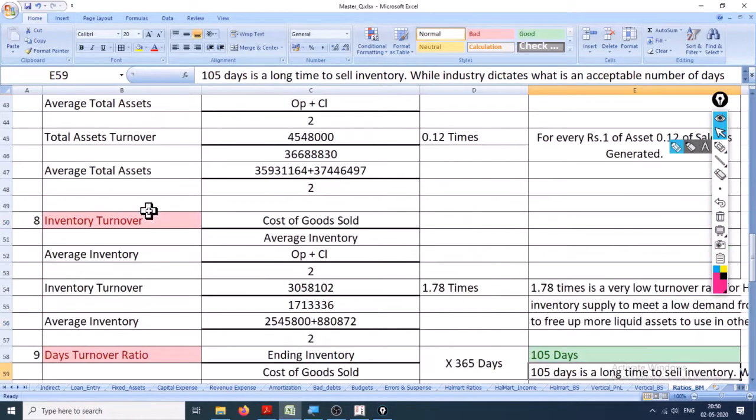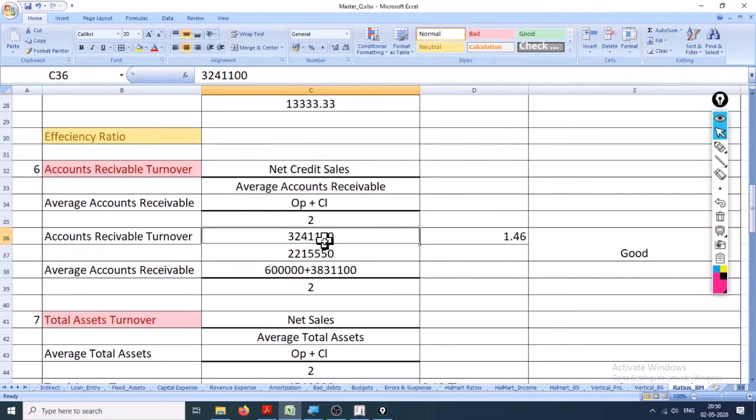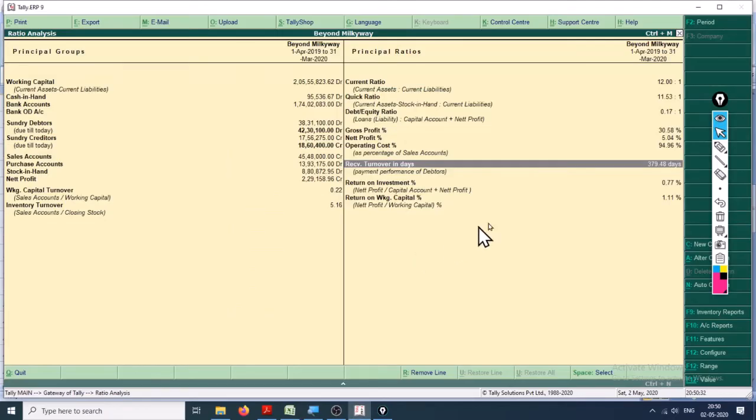So how come our accounts receivable turnover ratio is this much? Net credit sale is this. Looks like 32411 net credit sale. Okay, maybe something different. So that is the limitation of a ratio.